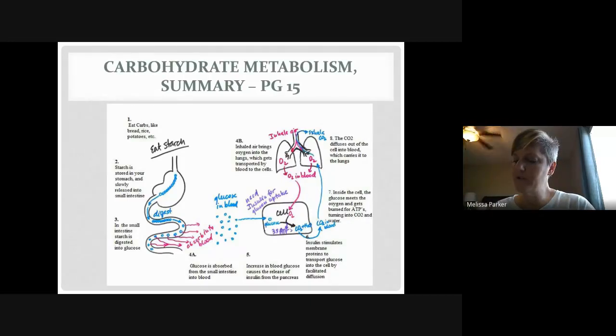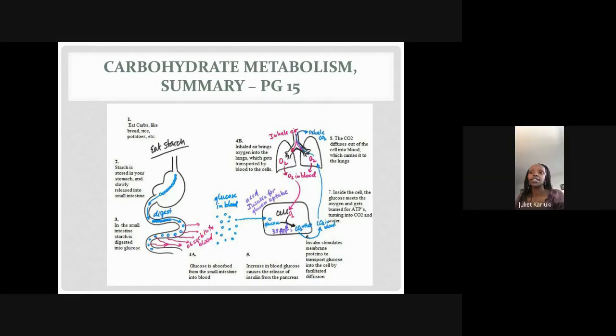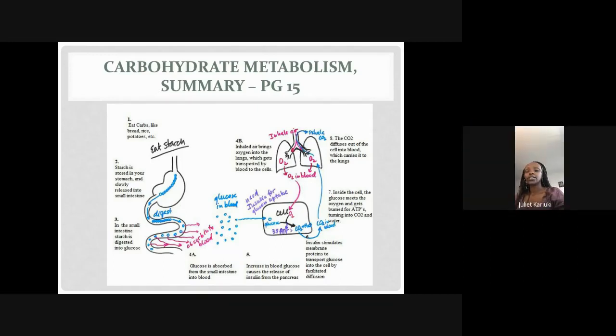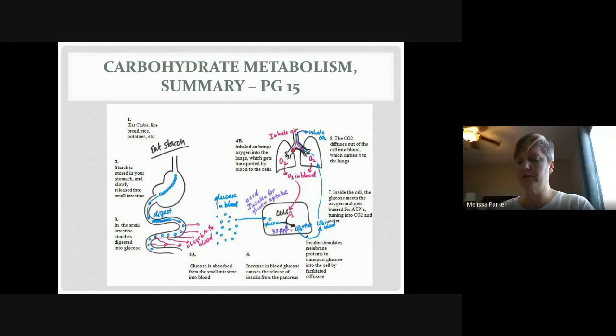Anaerobic respiration of glucose in muscles results in the production of? D, lactic acid. Good. And a byproduct of anaerobic respiration must be removed from cells, recycled, and turned back into glucose by the liver. This process is called? B, gluconeogenesis. Yes, B, gluconeogenesis, right? We're creating glucose from something other than glucose. Good.